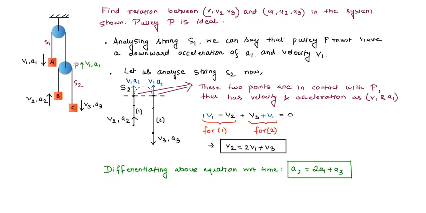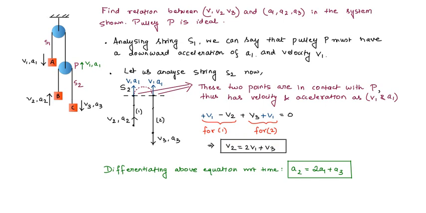So I can write for both segments separately. For segment 1, v2 will be negative, v1 will be positive, so v1 minus v2, this is for the left segment. And for the right segment, v1 is positive, v3 is also positive, so v3 plus v1, and we add this total to be equal to 0. So from here I will get the value of v2 to be equal to 2v1 plus v3. So this will be the relation between the velocities of all these three blocks.